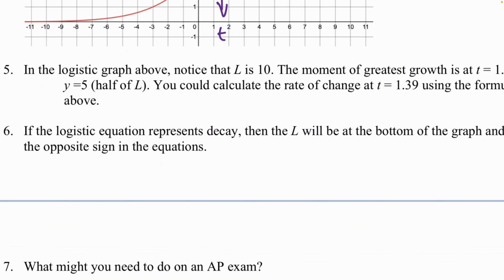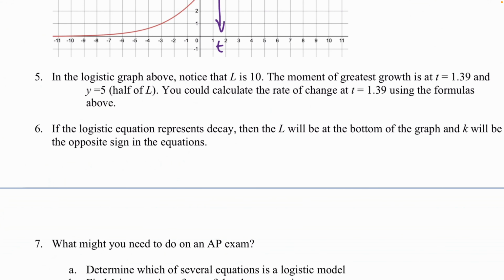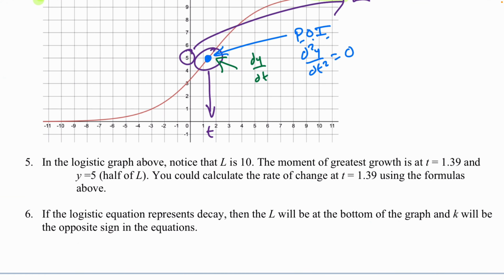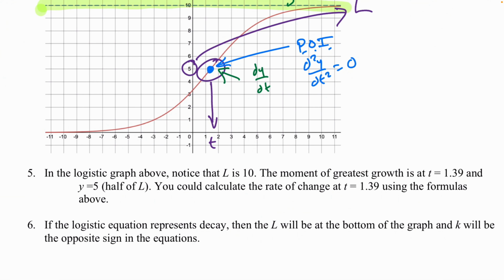So some stuff that I pointed out on the graph, I'm going to read it here. In the logistic graph above, notice that L is 10. The moment of greatest growth is at t equals 1.39, and y is equal to 5, or half of L. You could calculate the rate of change at t equals 1.39 using the formulas above, and that's what I circled and showed you. And then an idea about decay here. If the logistic equation represents decay, then the L will be at the bottom of the graph, and K will be the opposite sign in the equations.